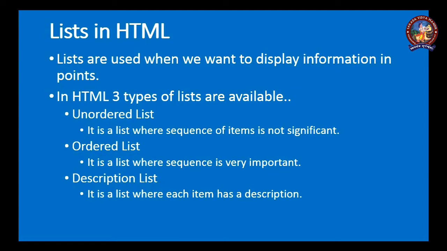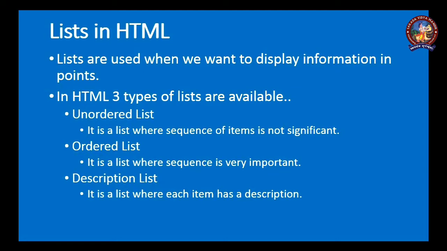Like if you are asked to write the names of a few vegetables, then there is no need to maintain the order. Any vegetable name we can write at any place. That is an unordered list. Ordered list is a list where the sequence is very important. That means the order in which we are writing is very important. And another is description list. Description list means a list where the items are described.